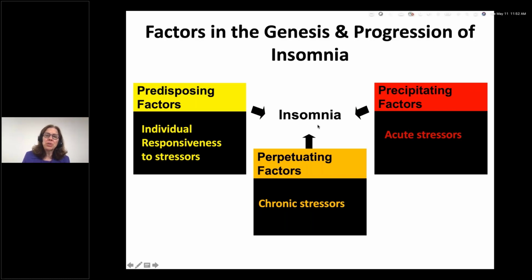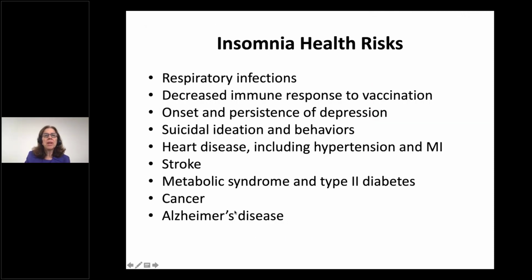And again, chronic stressors can perpetuate insomnia, as well as certain types of behaviors that may be counterproductive to getting a good night of sleep, like spending too many hours in bed. So we'll talk about that as well.